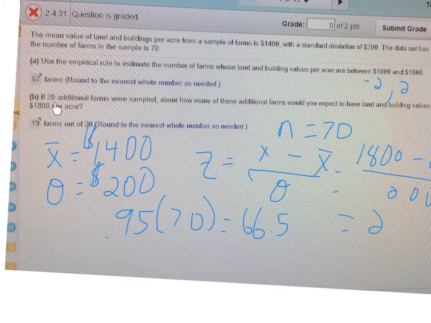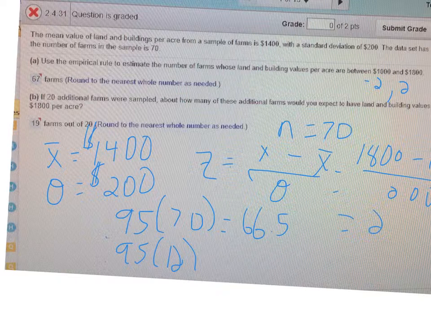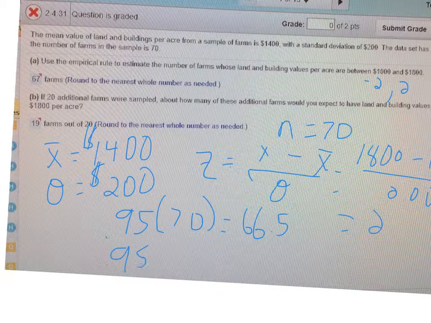Then the second part asks, what if you had 20 additional farms? Instead of 95% of 70, they want you to look at these 20 additional ones. So you take 95% of the 20 farms this time. So 0.95 times 20 comes out exactly to 19.